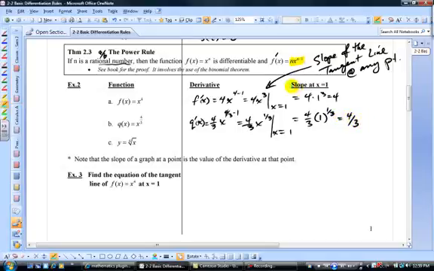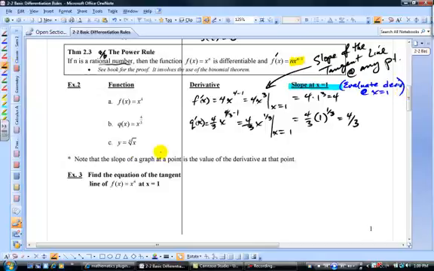Remember, we're finding the slope at x equals 1. So you just evaluate the derivative at x equals 1. Evaluate the derivative at x equals 1. That's what it means, and that's what you do in order to find the slope.